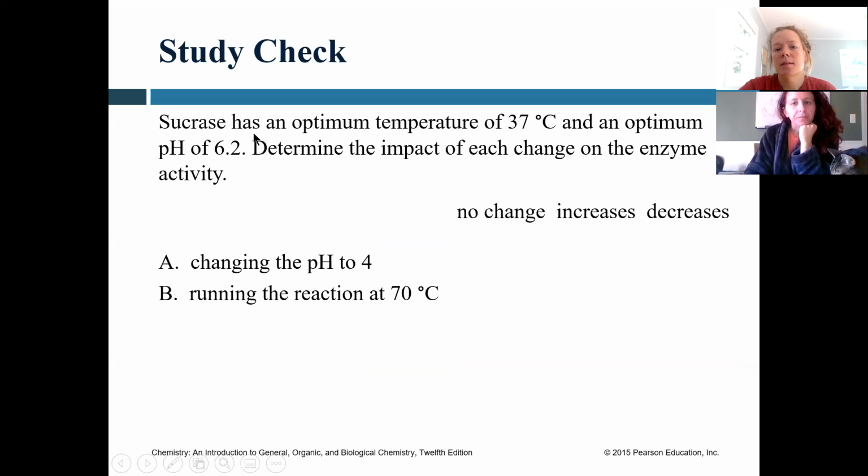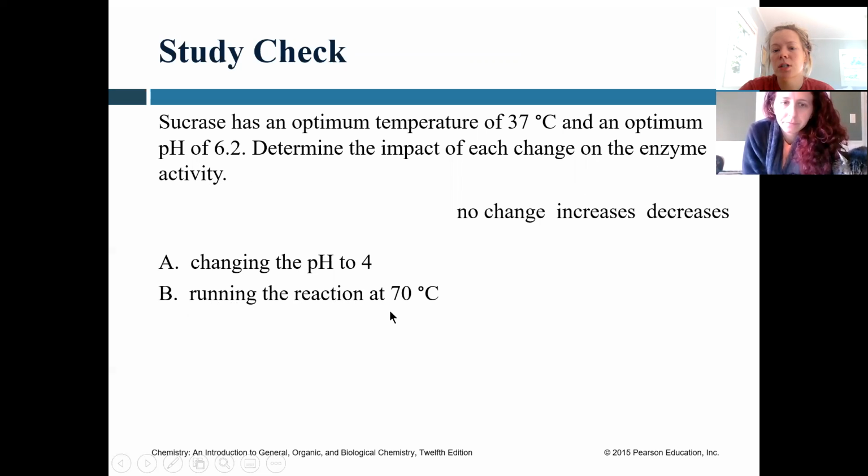So sucrase, which digests or catalyzes sucrose, has an optimal temperature of 37 degrees Celsius and an optimum pH of about 6.2. Determine the impact of each change on the enzyme activity. So if we change the pH to 4, are we going to increase, decrease, or not change its activity? Well, if we're at a pH of 4 and it wants to be a pH 6, we are definitely messing with the enzyme. So we're going to decrease its effectiveness.